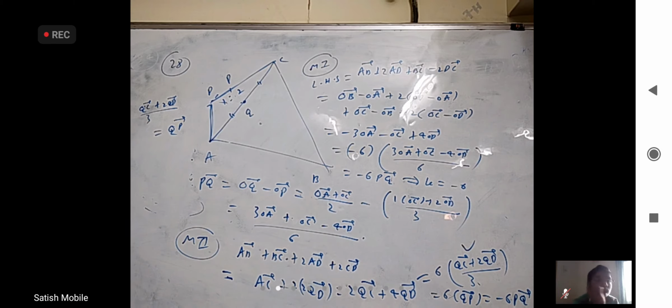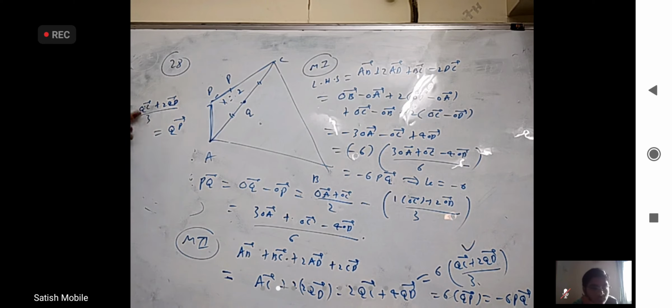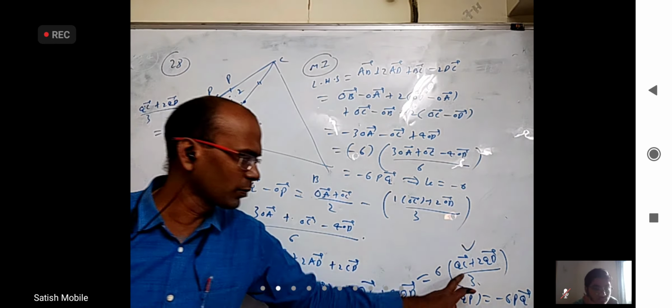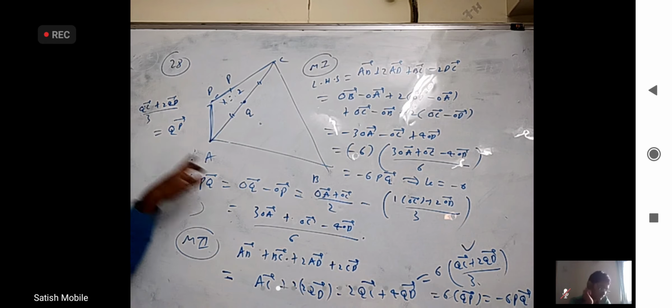Now I'm going to reverse them. CQ bar and here PQ bar. This is D. Sorry, this is D. So (CQ plus 2 times DQ) by 3 will be PQ. That is exactly from here to here, as it is. QC plus 2 times QD by 3 is QP bar, which is this.